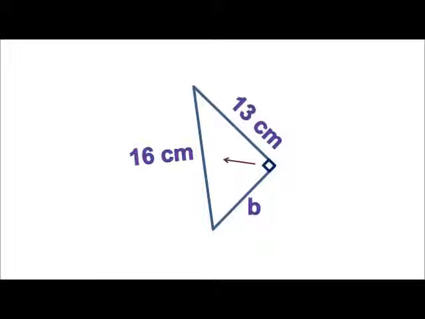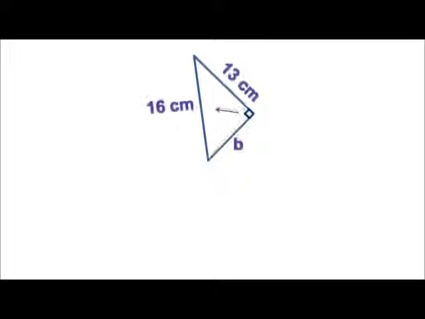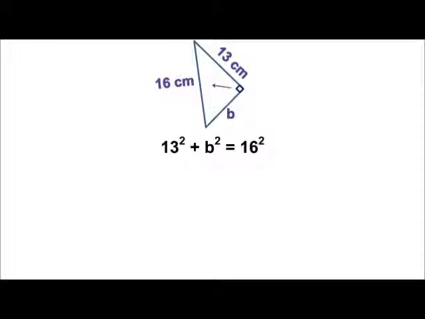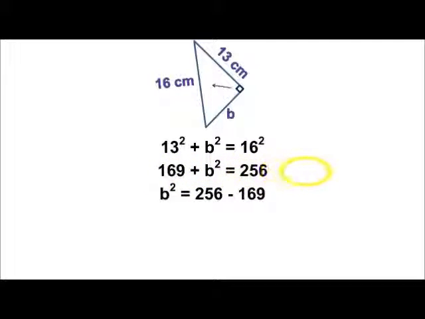Check this one out. We have a right triangle with one leg of 13 centimeters and a hypotenuse of 16 centimeters. As you can see, we do not know the length of one of the legs, but we do have the Pythagorean theorem to help us. The equation will look like this. 13 squared equals 169, and 16 squared equals 256. If we use our algebra skills, we can move the 169 to the other side and get 87.